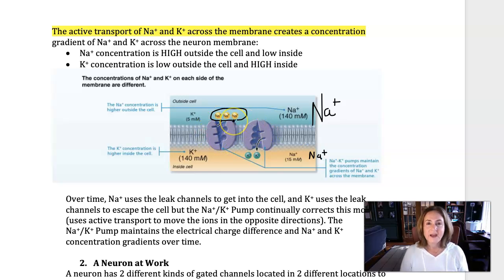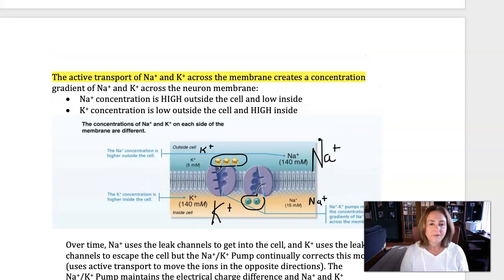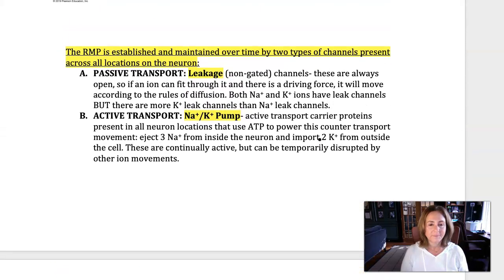At the same time, this active transport pump will bring 2 potassium ions into the cell. So we're pumping potassium into the cell, and notice that the potassium concentration inside the cell is at about 140 millimolar. So there's a high potassium concentration inside the cell, low potassium concentration outside the cell. And so essentially what this active transport system is doing is maintaining this concentration gradient, but also maintaining that electrical charge difference over time.